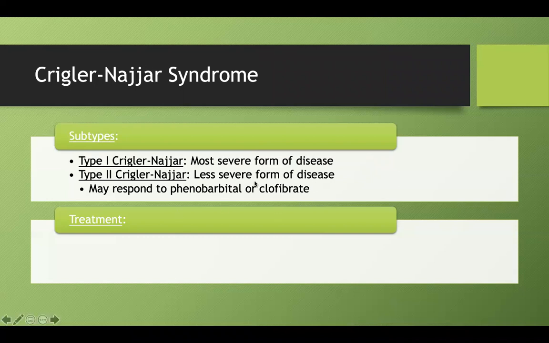Again, I don't know how important this is for you to recognize. I remember that for type 2 you can use two drugs to treat it. And I remember the "bi" as, you know, like bicycle means two wheels. So I remember that "bi" and phenobarbital as one of my drugs, and then clofibrate. I guess you just have to remember that on your own.